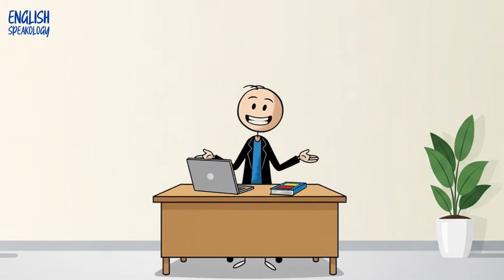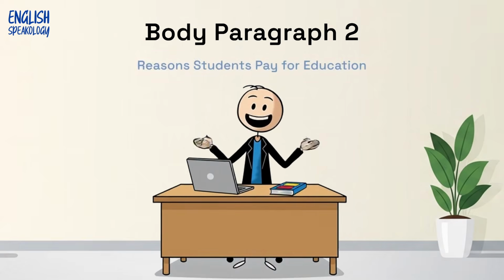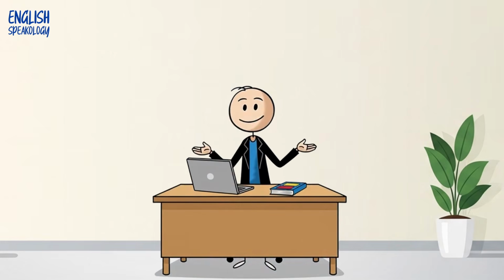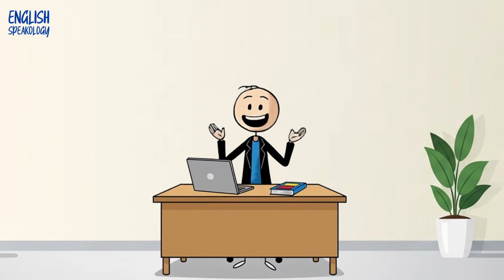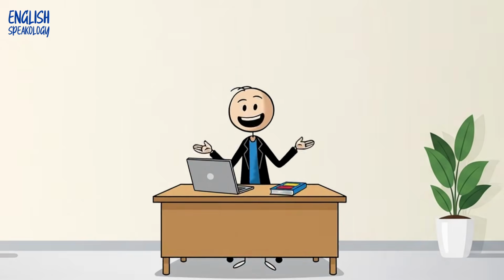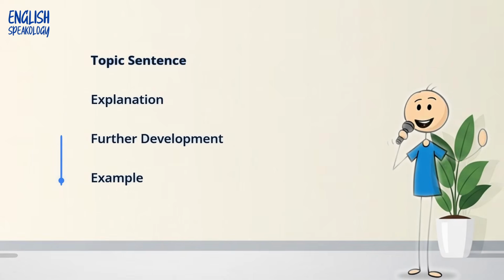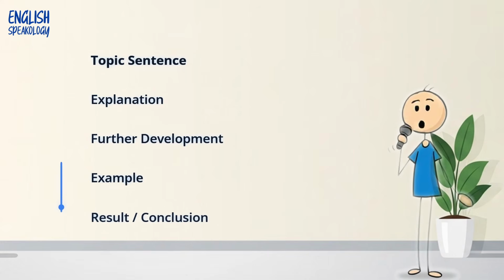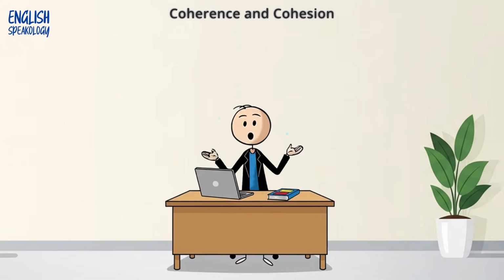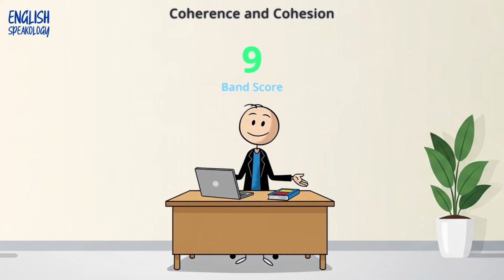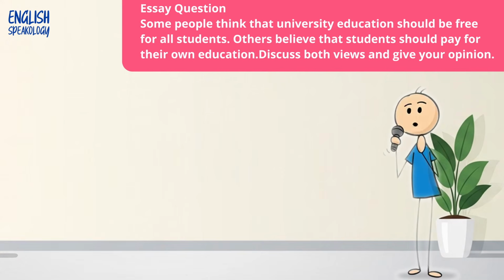Writing body paragraph 2. This paragraph will explain the second viewpoint, why some people believe students should pay for their education. But before we write anything, remember the structure of a strong body paragraph. Topic sentence, explanation, further development, example, result, or conclusion. When your paragraph follows this structure, the examiner can clearly see your argument. That improves your score for coherence and cohesion in IELTS writing. Now let's write the first sentence of this paragraph.